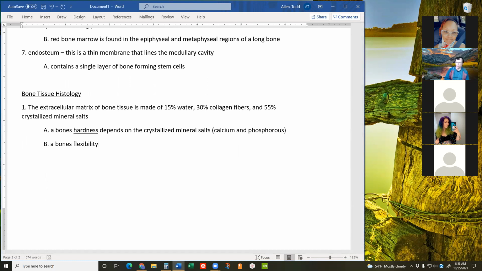And the bone's flexibility, okay? Bones will flex a little bit. They'll kind of be like a tree that's outside and it bends a little bit and bows a little bit when the winds of a hurricane are coming across the branches. It will bend a little bit, okay? So a bone's flexibility depends on the collagen fibers that we listed out, the 30% collagen fibers.